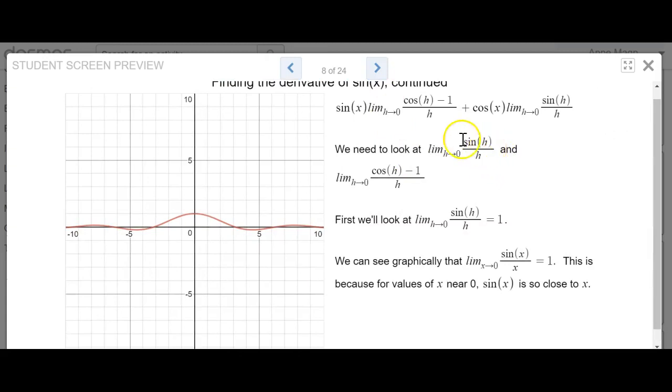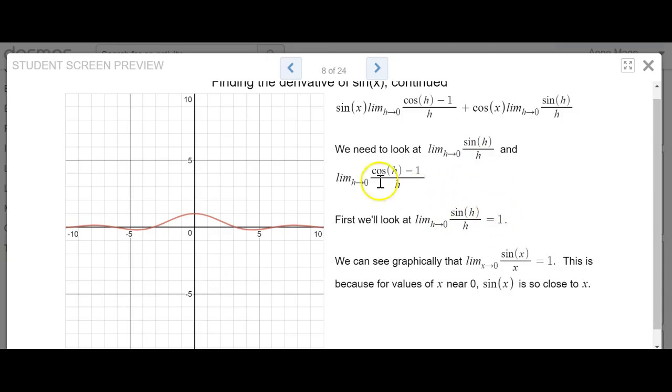So first let's look at sine h over h. I've graphed it here, and you can see that as h goes to 0, or as x goes to 0 from this graph, the function goes to 1. That's because the sine of h and h, or sine of x and x, are very close to each other for very small values of x. So graphically we determine that this limit, sine h over h, is 1.